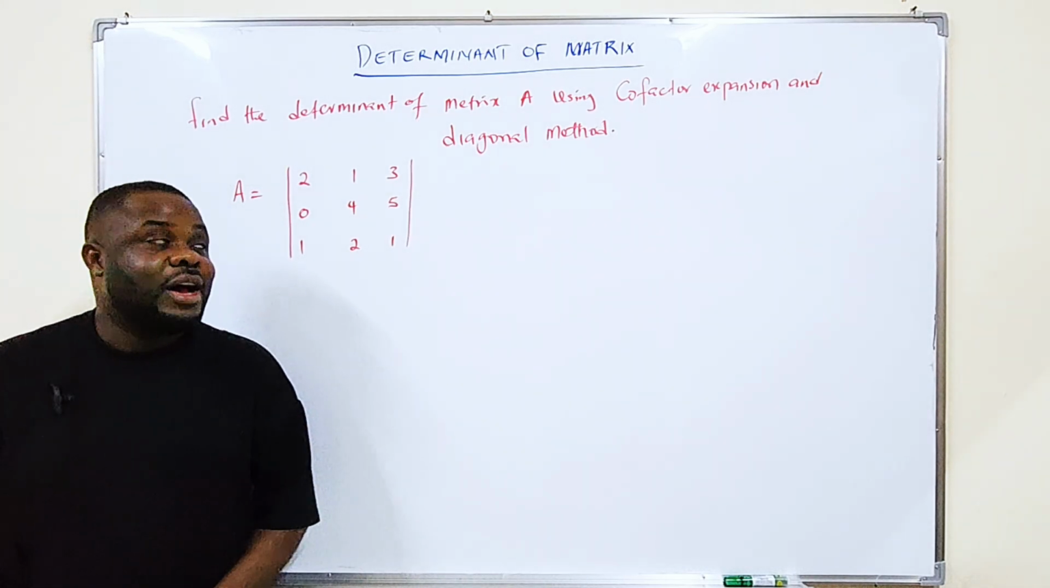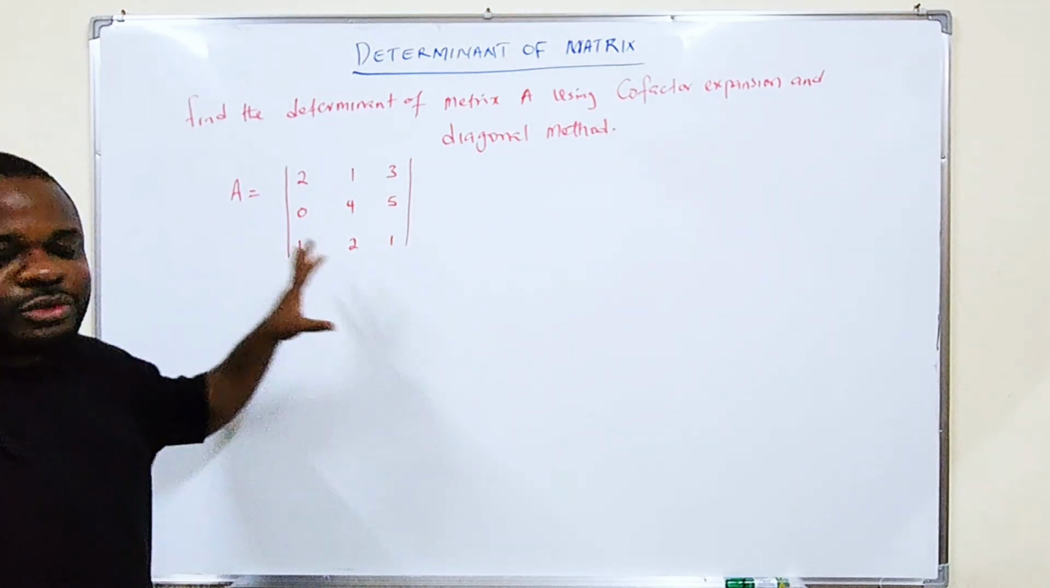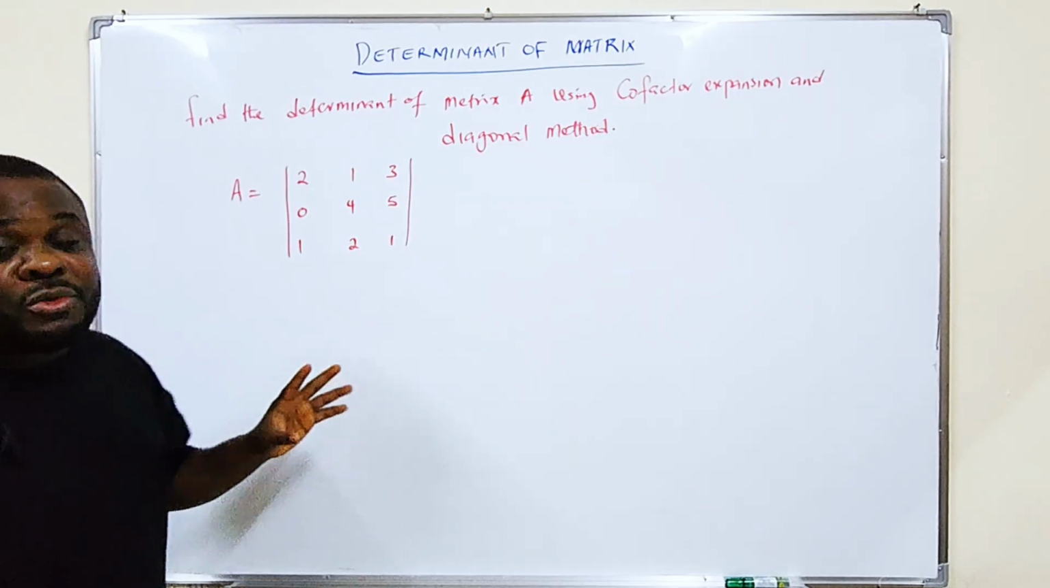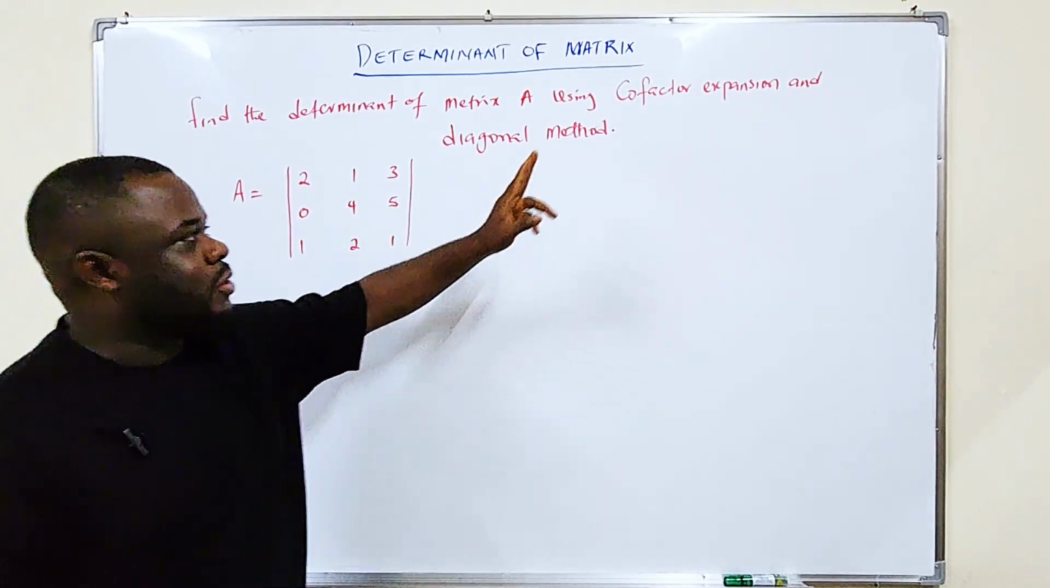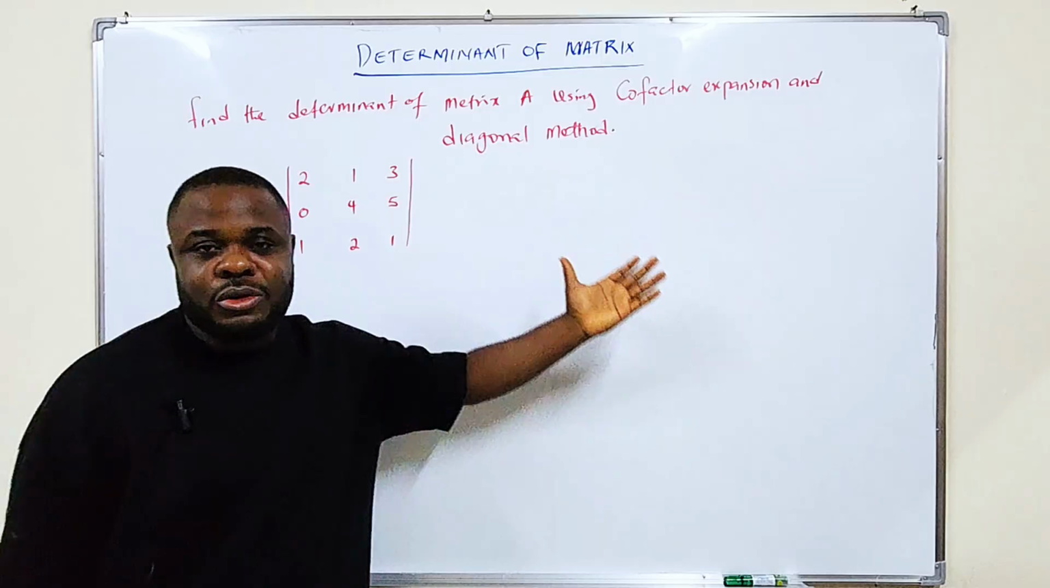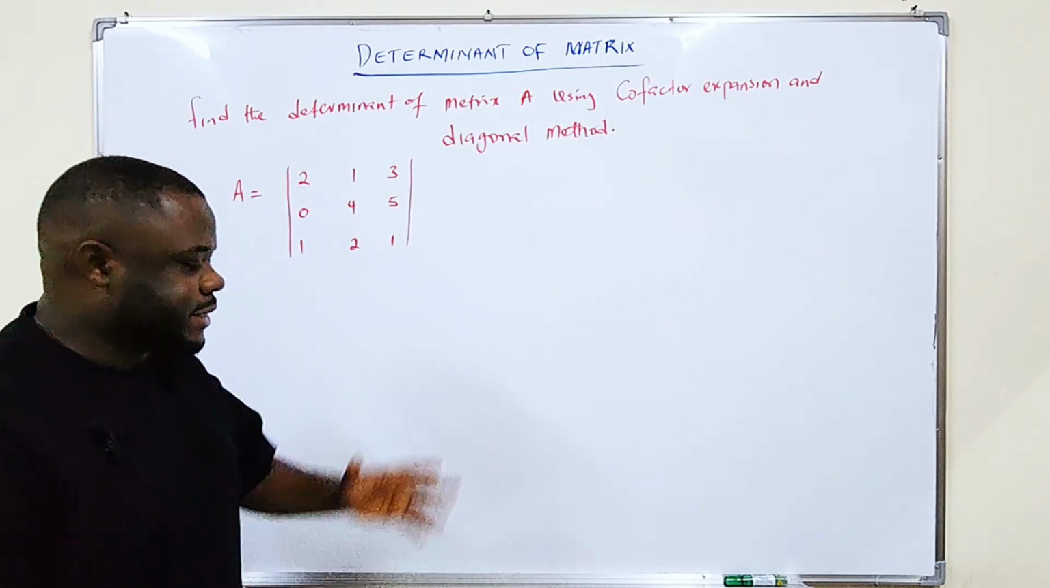All right, welcome back. We are asked to find the determinant of this 3 by 3 matrix. However, we are going to find it using two methods. The first one is the cofactor expansion, and the second method is the diagonal method. So let's jump into it.